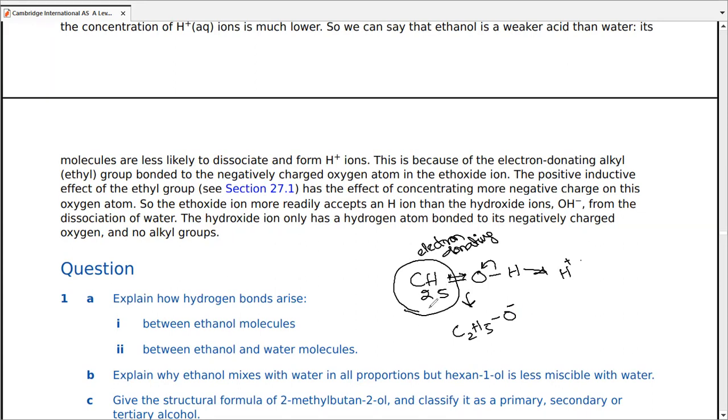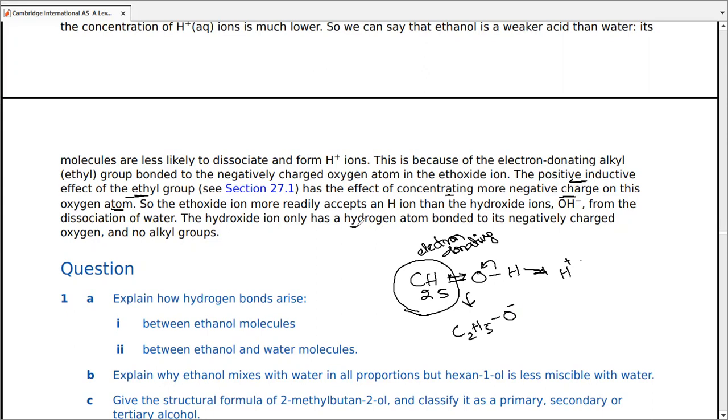What electron donating groups tend to do is that they have a positive inductive effect. They try to support the other atoms. They try to stabilize the charge concentration. So what happens is that the positive inductive effect of the ethyl group has the effect of concentrating more negative charge on this oxygen atom. So the ethoxide ion more readily accepts a hydrogen ion than the hydroxide ion from the dissociation of water.